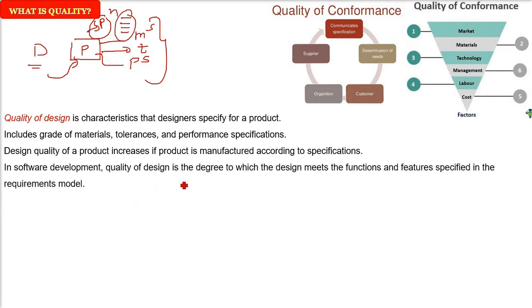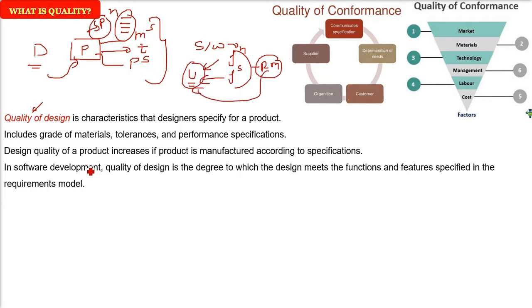But in software development, the quality of design is the degree to which the design meets the functions and features, which are specified where? In the requirement model. In the requirement model, the user specification or the SRS is made, and functions and features are solely dependent on it or can relate to it. Then we say, oh yes, because all the requirements are fulfilled, the quality of design is achieved. This is with respect to software.